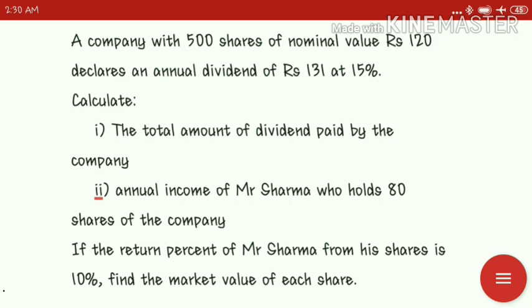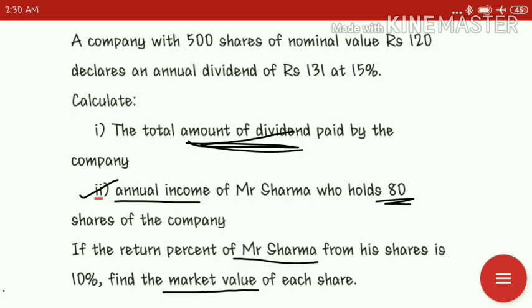So three things you need to find out: the amount of dividend, the annual income, and the market value of each share. First, the total amount of dividend paid by the company. For this one, don't use the number of 80 shares, because that is only for Mr. Sharma, whenever he is mentioned. This one is in general. So you have to calculate this amount of dividend from the previous data, in which you can see 500 shares, that is the number of shares, rupees 120, that is the nominal value, also called the face value, and 130, that is the market value.